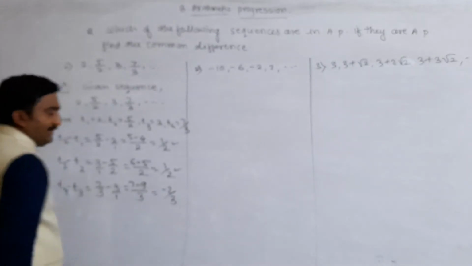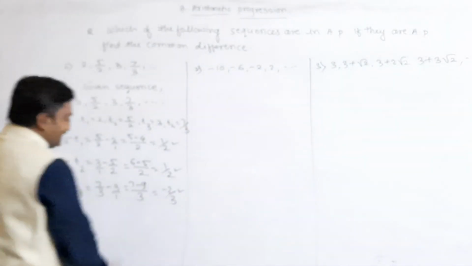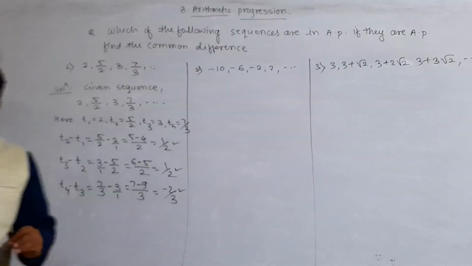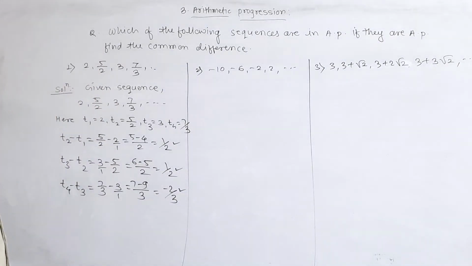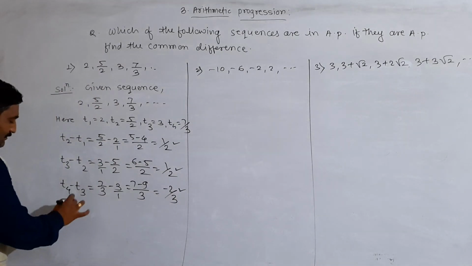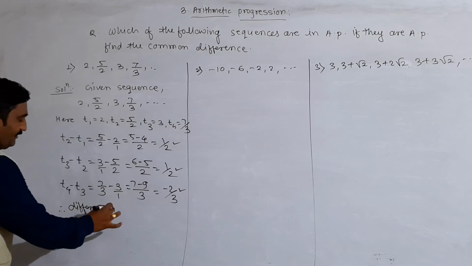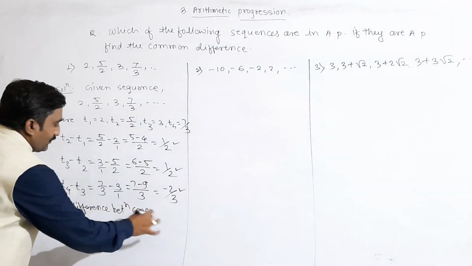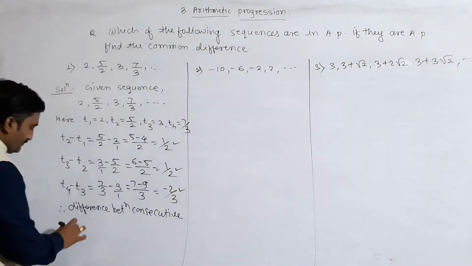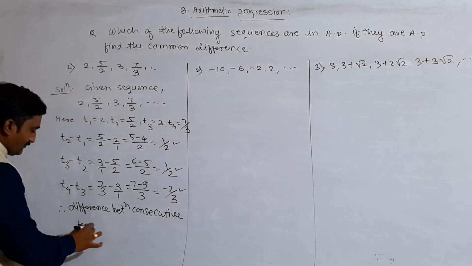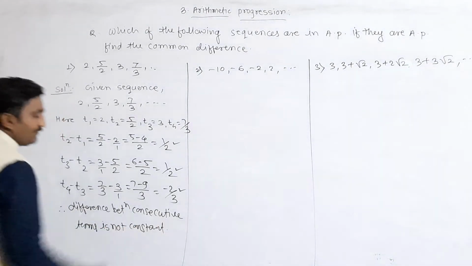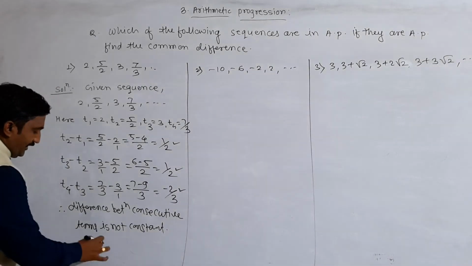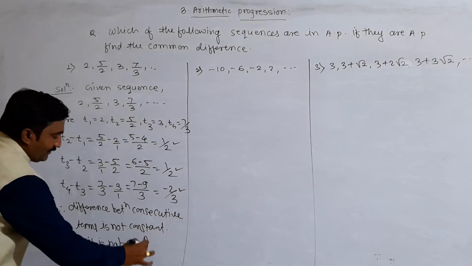Here observe the difference. First is 1 by 2, second difference is 1 by 2, but third difference is minus 2 by 3. It means difference between consecutive terms is not constant. So therefore difference between consecutive terms is not constant. So it is not an AP. It is not an AP.